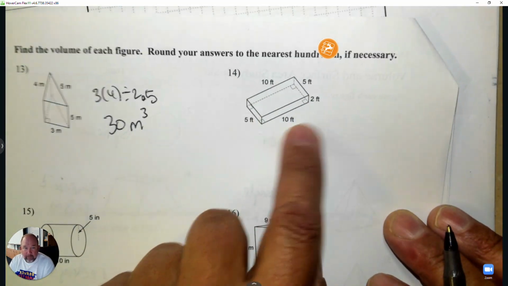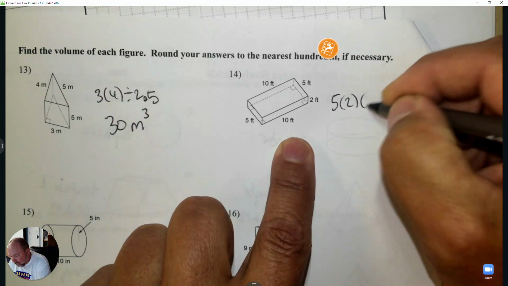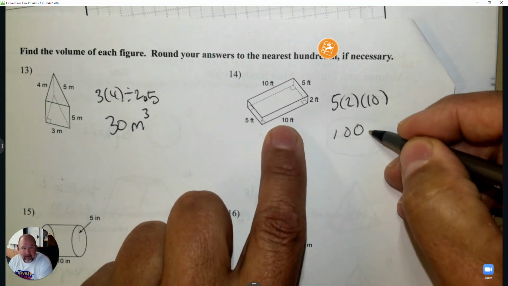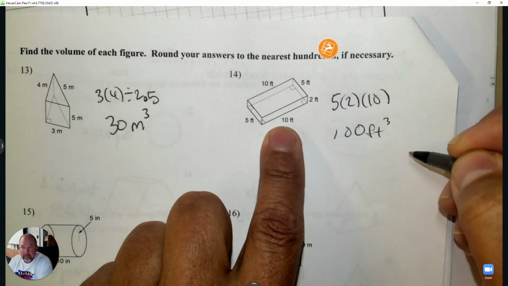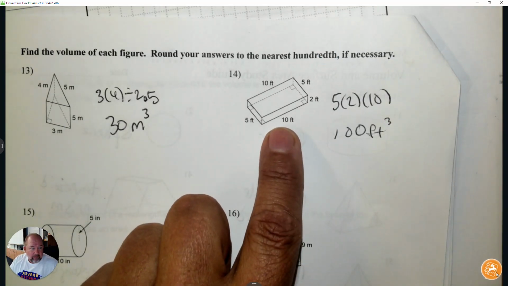For volume of a box, you multiply each dimension together. So 5 times 2 times 10, and you get your answer. And again, it's feet, and it's cubed. So it's always best if you try it first, right? As you're studying for a test.